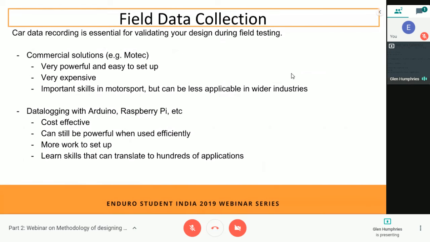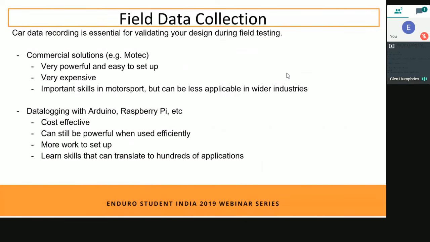So options, commercial solutions, for example, Motec. Yes, it's very powerful and it's quite easy to set up. However, it's obviously very expensive. It can form a large part of any team's budget if you go ahead with it. Using these commercial solutions can give you really important skills within motorsport, but those skills can be less applicable in wider industries.